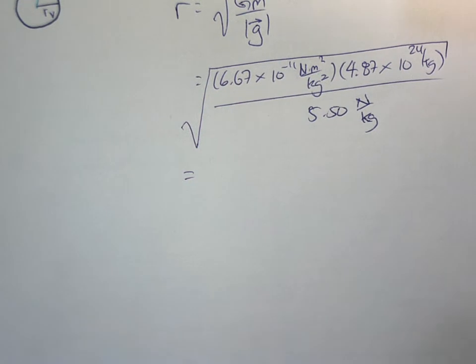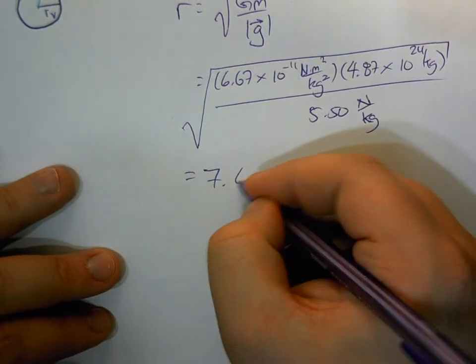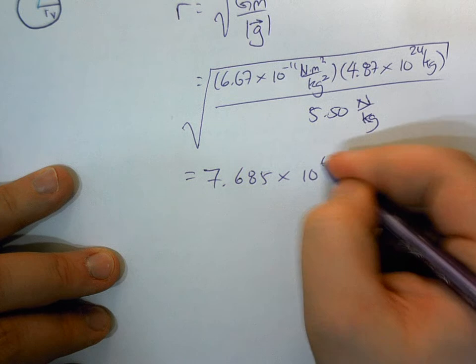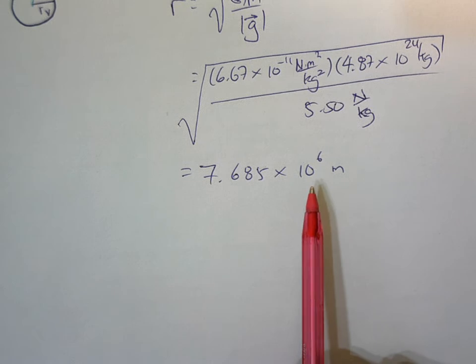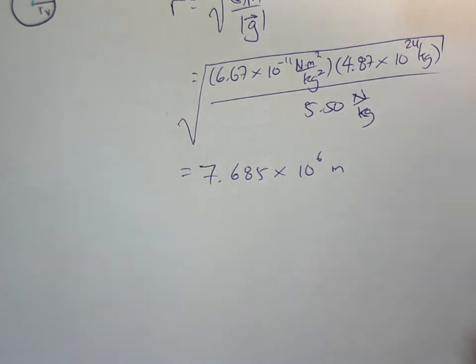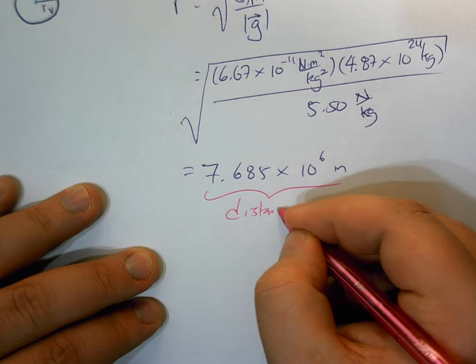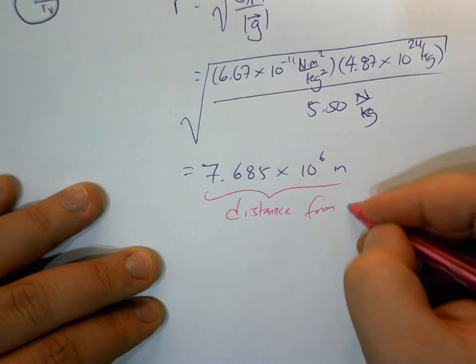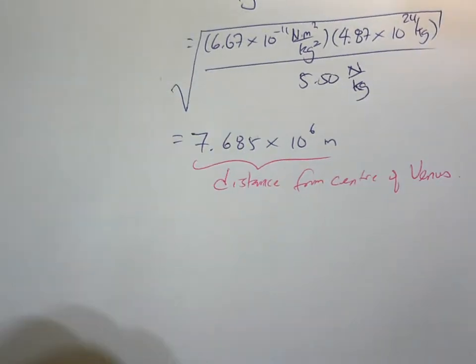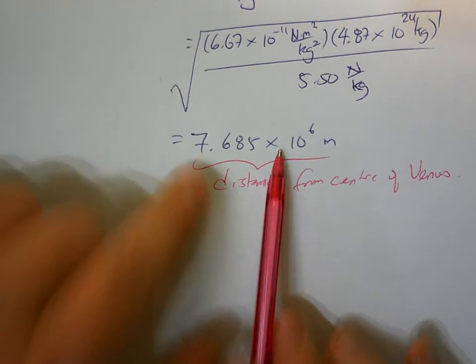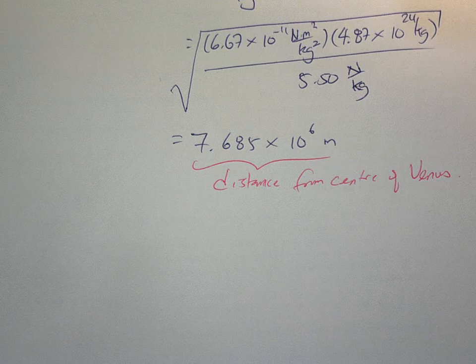So that's going to give us a radius here. 6.67 times the mass, and then we're going to divide that by g. We're going to get about 7.685 times 10 to the 6 meters. But again, this is from the center. So distance from center of Venus. Which is not what we're interested in. We are interested from the surface of Venus. So from this, to get the altitude, we have to subtract off Venus's radius.